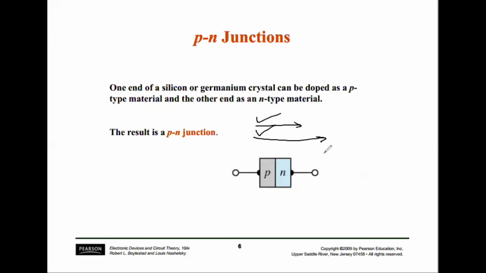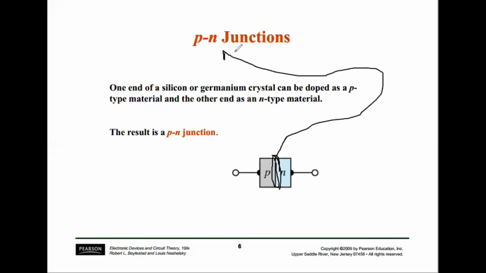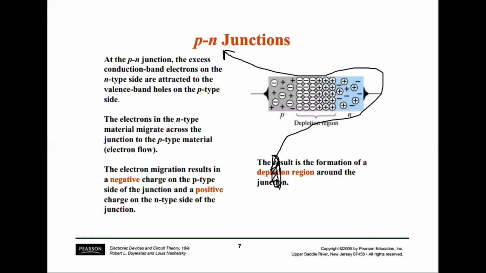Okay, PN junction. What is a PN junction? When we connect two types of materials, n-type material and p-type material, there is a region between these materials. That region is called a PN junction. Why is this called a junction? Because there is no charge, or we can say that this region is a neutral region. So that's why this is called a PN junction.